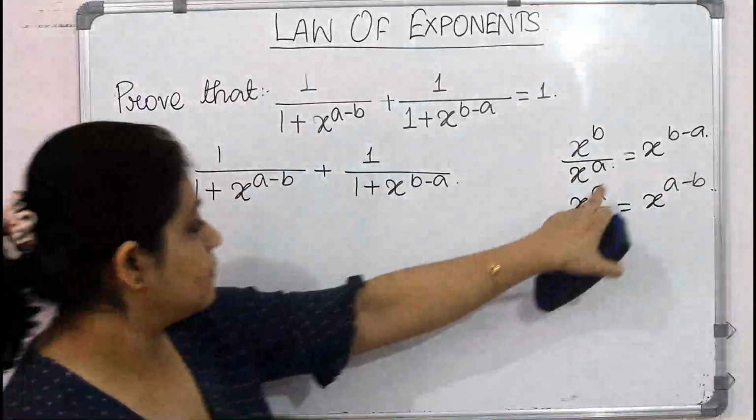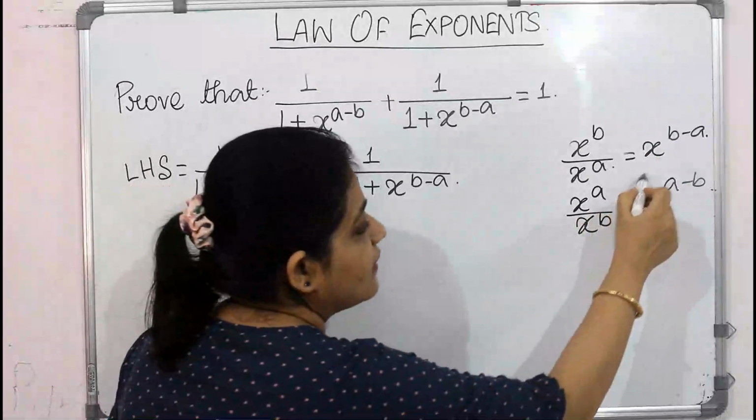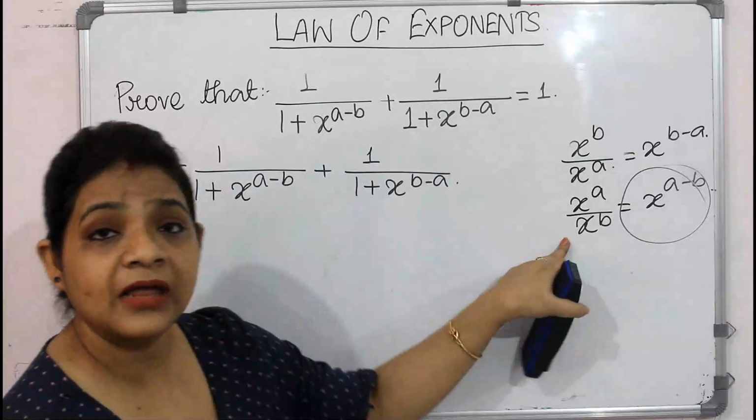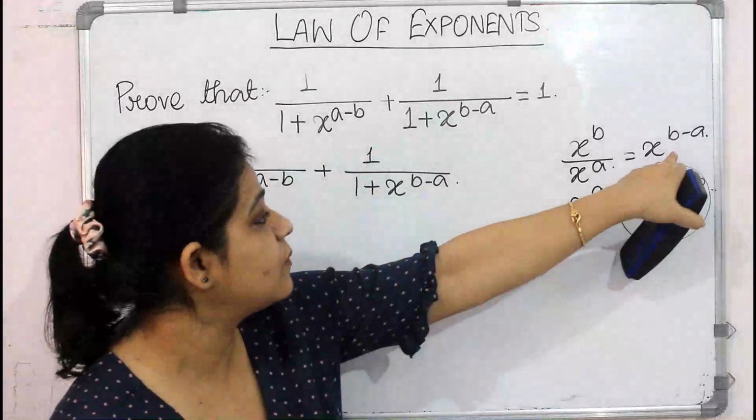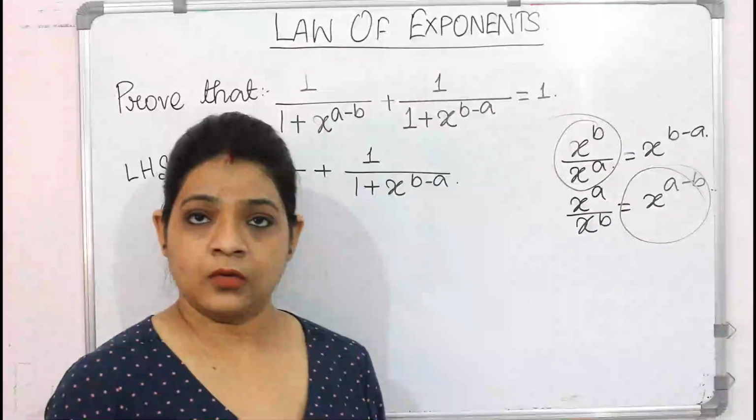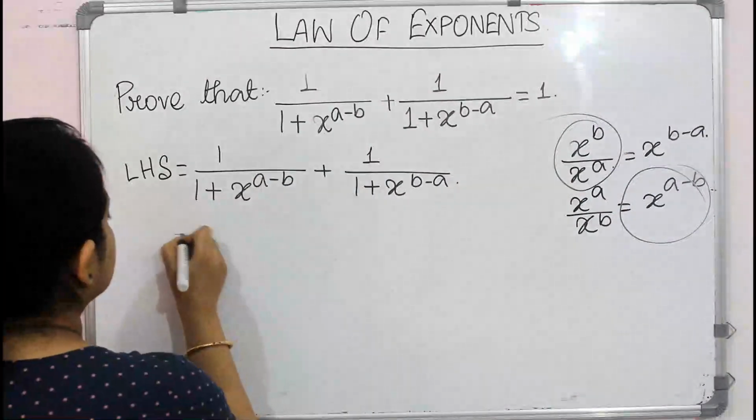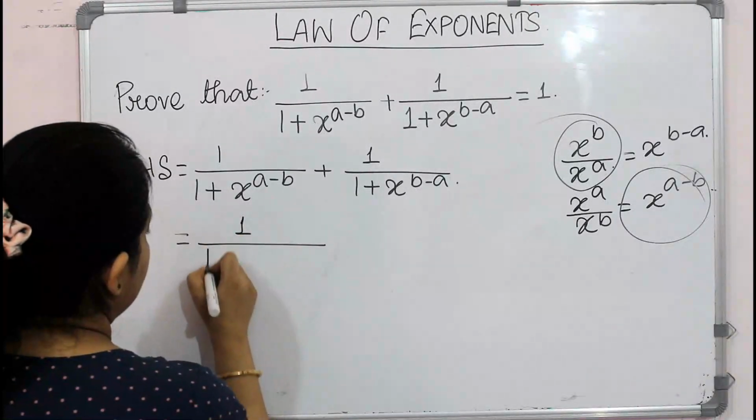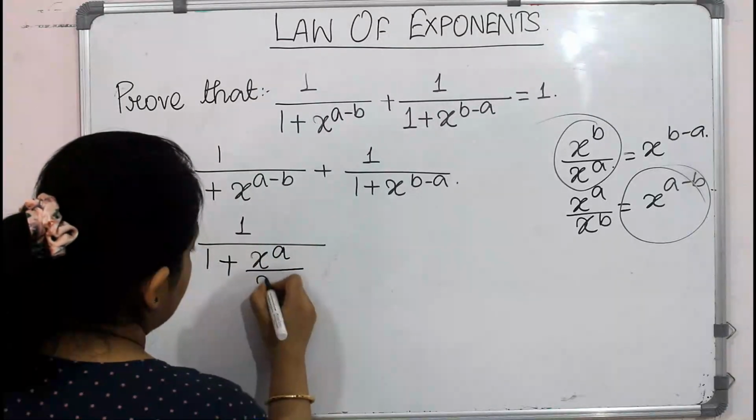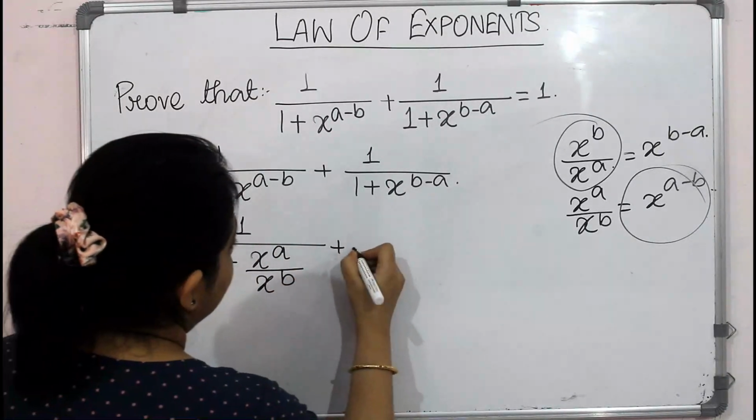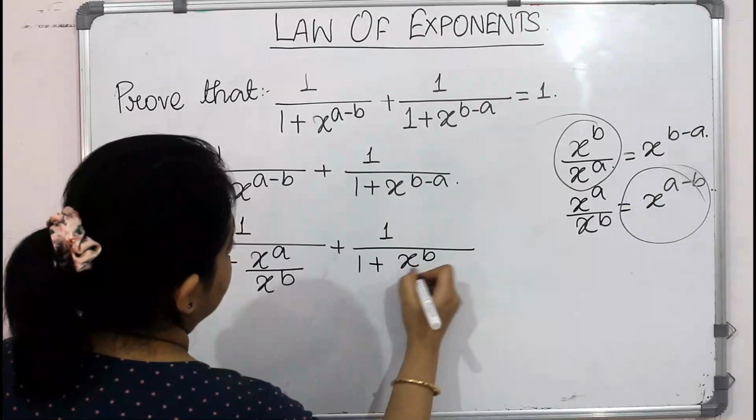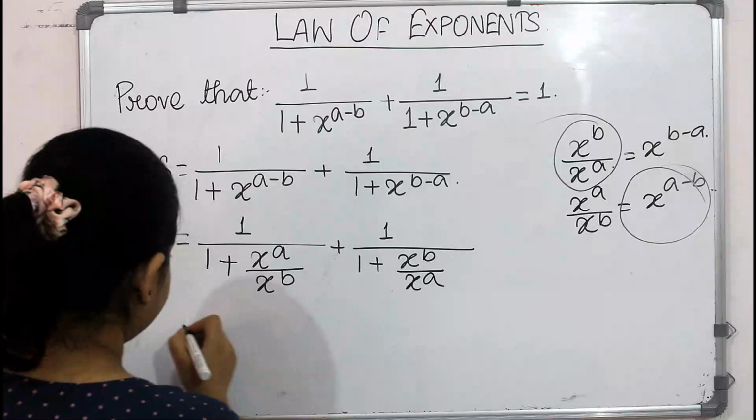So easily I can replace x to the power of a minus b by x to the power of a by x to the power of b. Similarly, x to the power of b minus a I can replace with this value. Okay, so let's see. So this will be 1 divided by 1 plus x to the power of a by x to the power of b, plus 1 divided by 1 plus x to the power of b by x to the power of a.